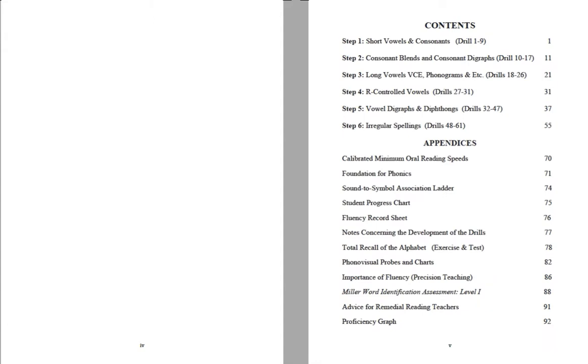Here is the contents of my book, and notice there are 6 steps, just like there are 6 steps in Hazel Loring's program. And here is the number of the drills, and here's the page number where it starts, and here's the appendix, and we're going to be looking at that in just a minute here. Again, this first section of the video is going to be very short. The second section is going to be much longer. Here's the first step.